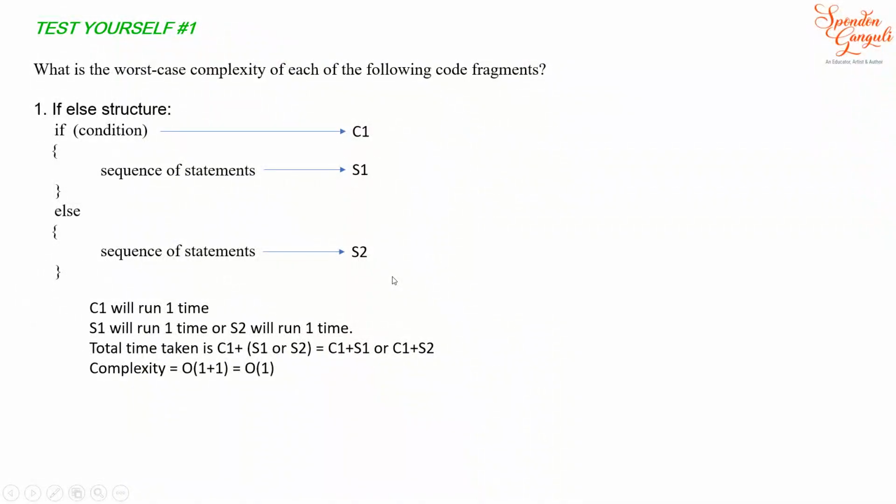Now if you consider this, C1 will run one time, S1 will also run one time, or S2 will run one time. So total time taken will be C1 plus S1 or C1 plus S2. So here we have the complexity as big O(1 plus 1). It will be big O(1). This is because in complexity calculation, we have only 1 as a constant factor. No other number is taken into consideration.